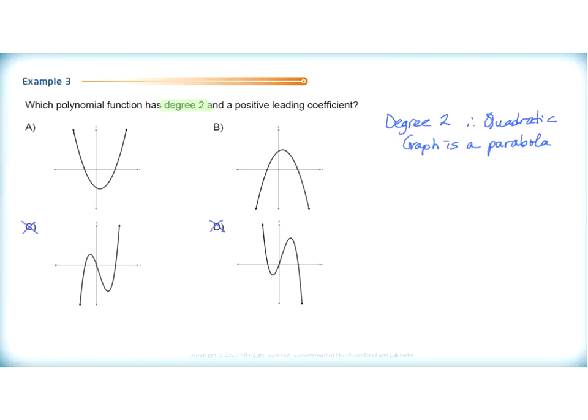The next piece of information is that we need to have a positive leading coefficient. If the leading coefficient is positive, then the value of A is greater than 0, which means that the parabola should open upward. So the only correct multiple choice answer for this situation is A.